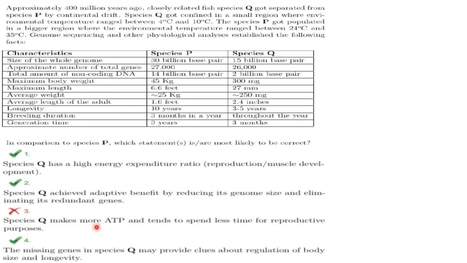Then species Q makes more ATP and tends to spend less time for reproductive purpose. Breeding duration for species Q is throughout the year. So option 3 is wrong. The missing genes in species Q may provide clues about regulation of body size and longevity. Yes, because species Q got separated from species P by continental drift. So if we study the missing genes in species Q, then you can get an idea about regulation of body size and longevity. So options 1, 2 and 4 are correct.